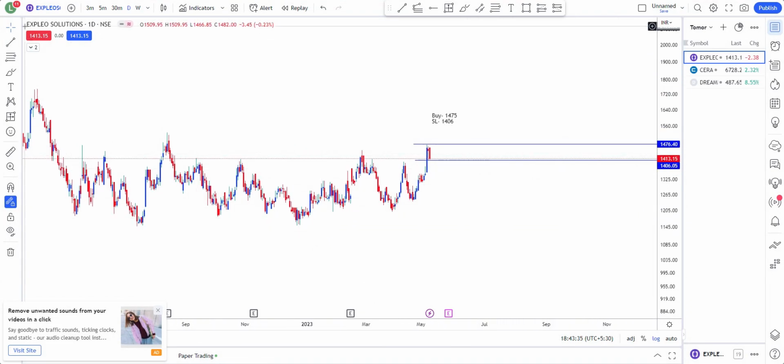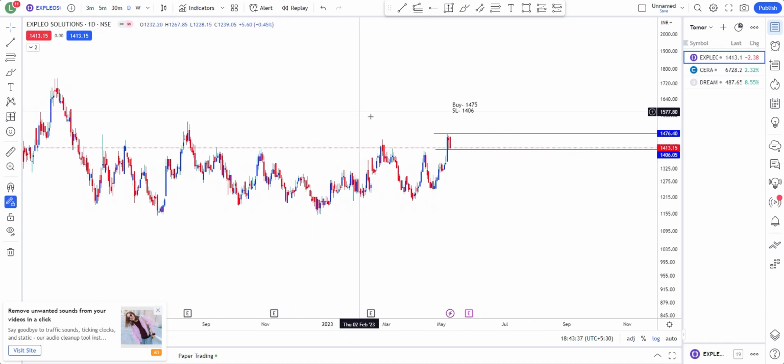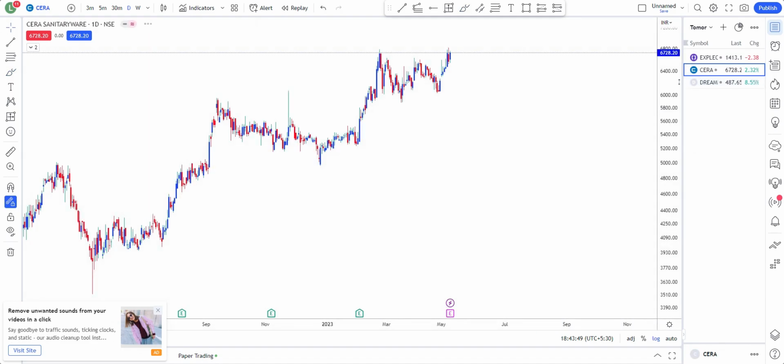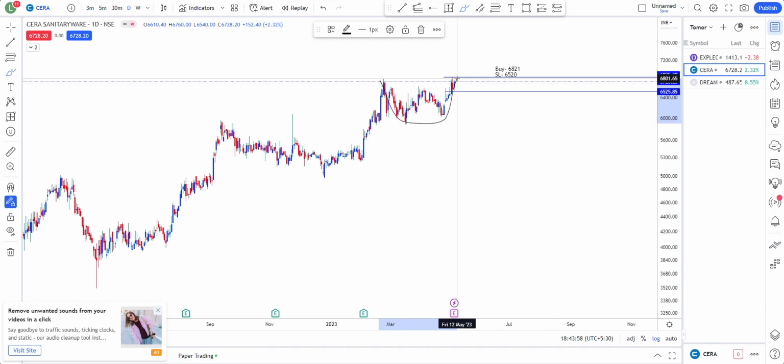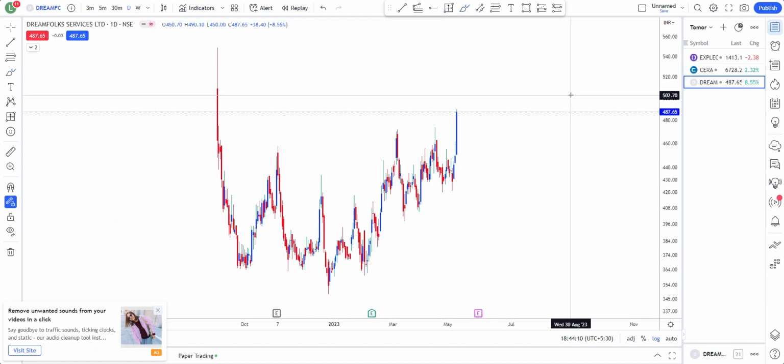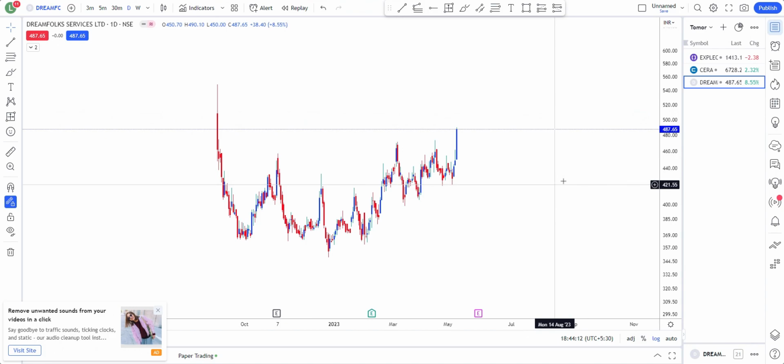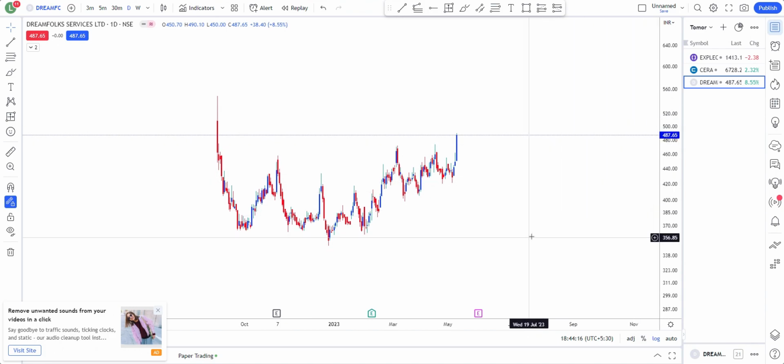1475 was our buy on Explio Solutions, and if it triggers, then it is good. Otherwise, if it is giving a lot of negative reaction like this, we'll be removing this as well from our watch list. Serous Sanitary: like I was discussing yesterday, if you remember, this is at an all-time high and it is not going down till now. If it forms some consolidation in this area, this will be a beautiful stock to go long. Another stock which I have just selected is a new stock. I think its IPO was some days back.